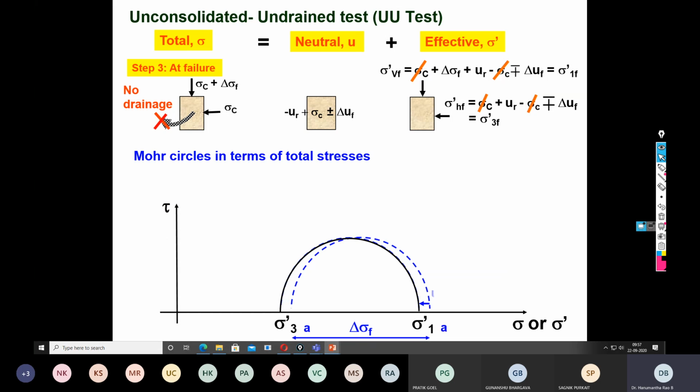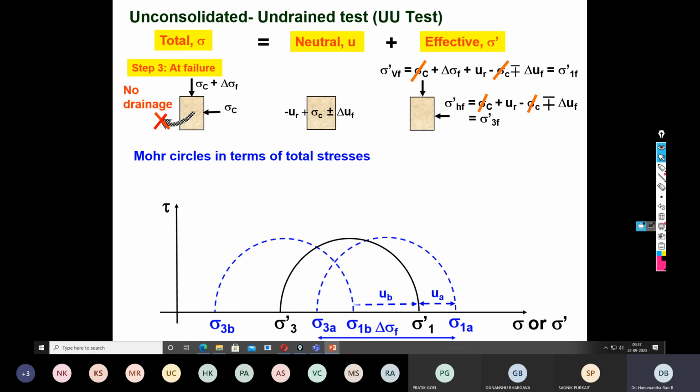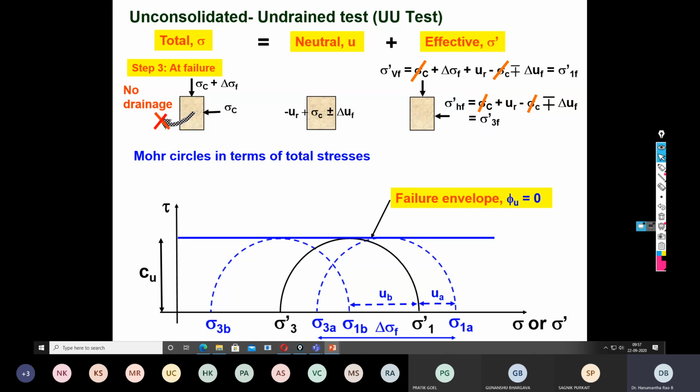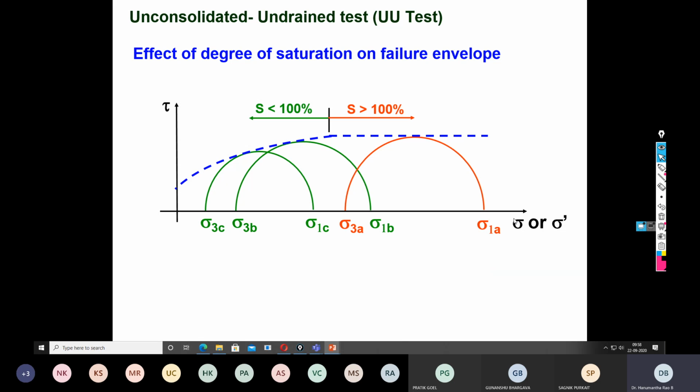Only one circle. What you can see here is the same thing, only one circle and the failure envelope. So only the cohesion component; there is no frictional component. So the undrained friction is 0. There exists only the undrained cohesion. So this is the effect of degree of saturation on the failure envelope in the undrained case.